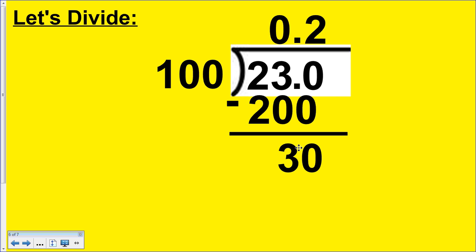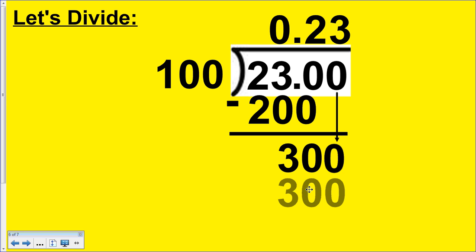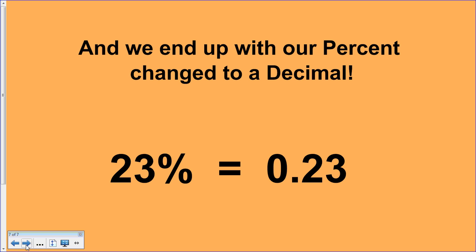What do I do next? I add one more 0, and I bring it down. How many times will 100 divide into 300? 3 times. 3 times 100 is 300. When I subtract, I get a difference of 0. So now I have a quotient of 0.23 or 23 hundredths. So I just ended up changing my percent, 23%, to a decimal of 23 hundredths.